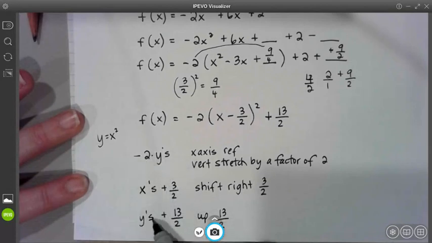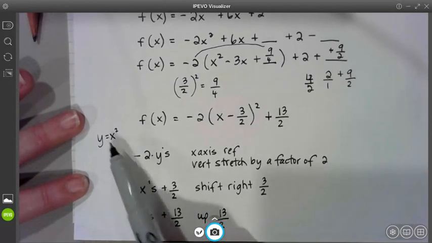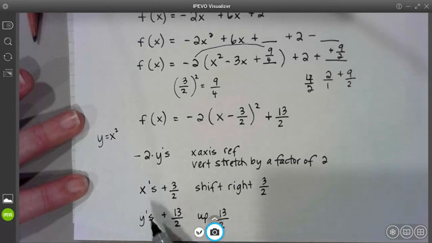So if y has more than one transformation, you perform those transformations in the order of operations. So first you would take all the original y coordinates, times them by -2, and then you would add 13/2 to them. And that would move this parabola to his new home.